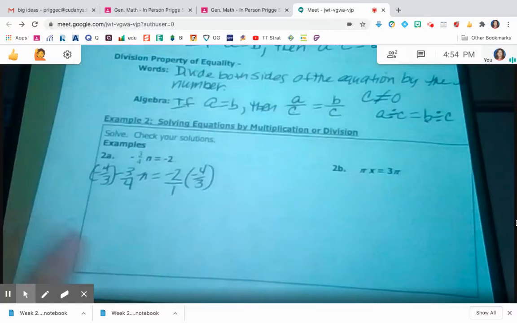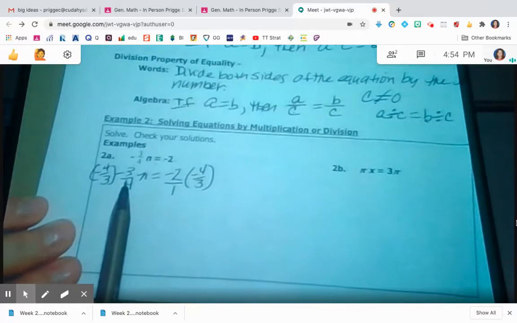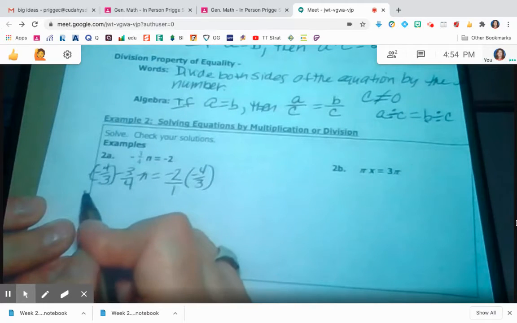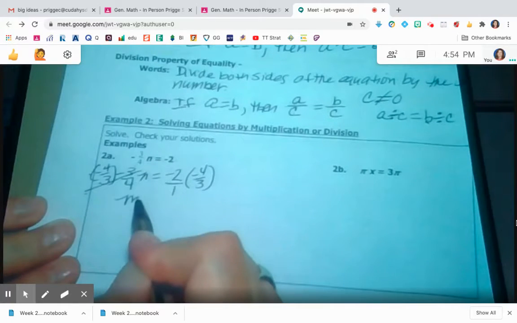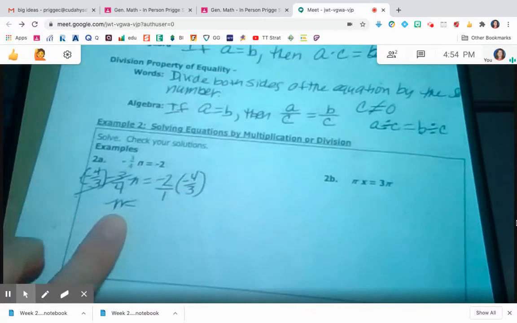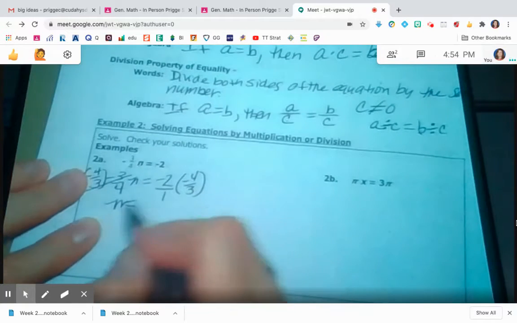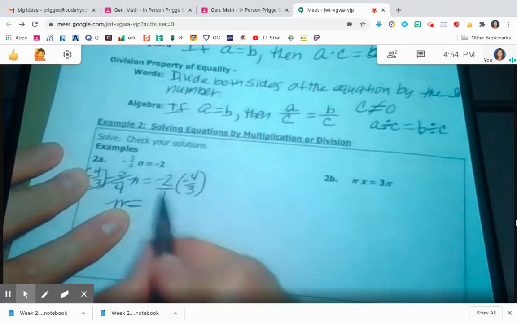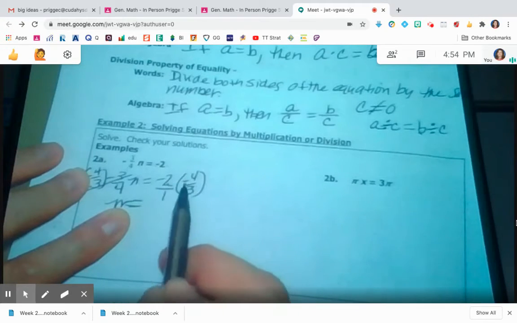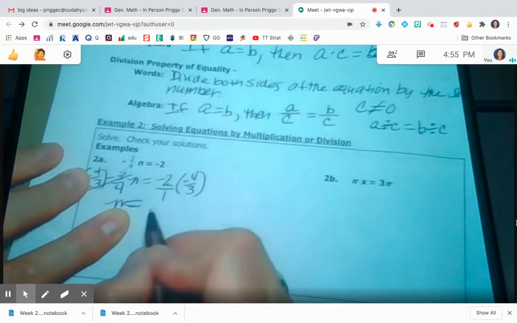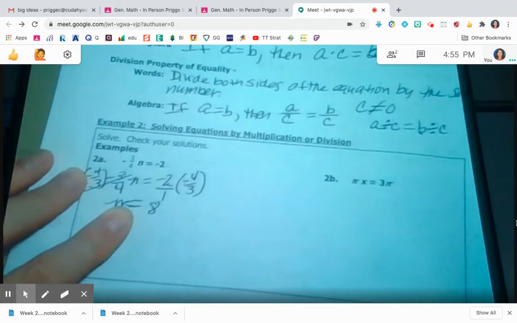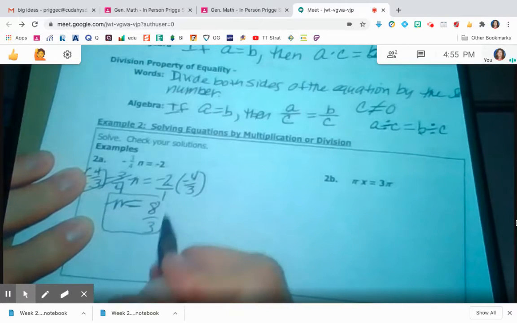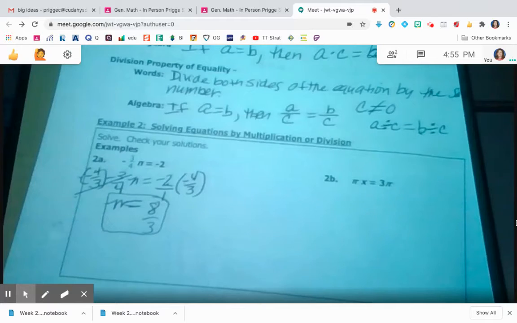And now I can solve. I know that when I multiply a fraction by its reciprocal, that value becomes a 1. And a 1 I do not need to rewrite. I get my n all by itself, which is the whole idea here. N equals, now I gotta multiply the other side. Negative 2 times negative 4, a negative times a negative gives me a positive 8. 1 times 3 is 3. Here's my answer, 8/3.